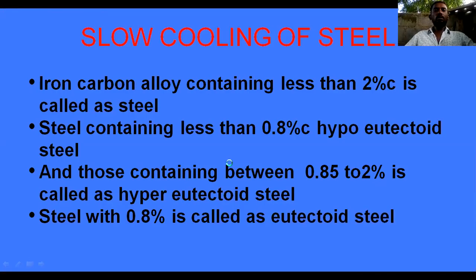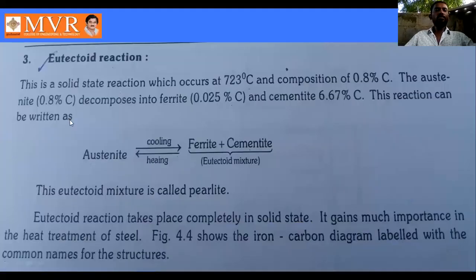So next one is the eutectoid reaction. In the solid state, the reaction occurs at 727 degrees centigrade and a composition of 0.8 percent carbon. The austenite decomposes into ferrite and cementite, 6.67 percent carbon. This can be written as austenite on heating or cooling, you can get ferrite plus cementite.